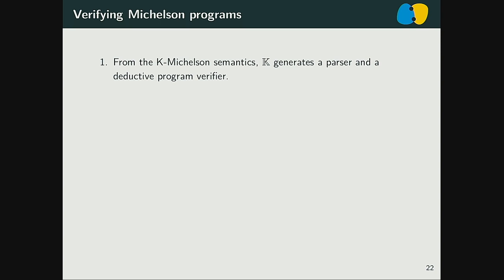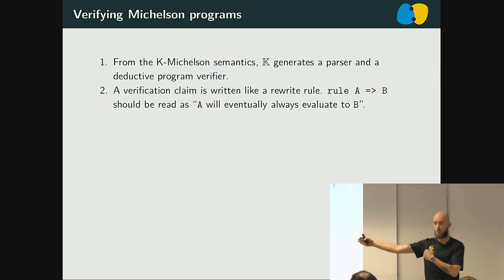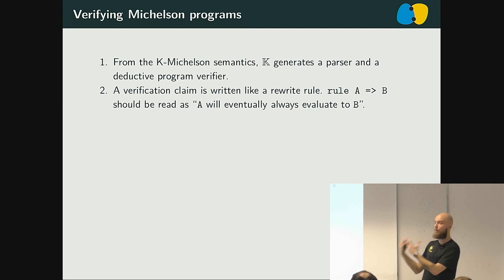So from the K-Michelson semantics, or any semantics, K just generates a parser and a deductive program verifier. You write a verification claim exactly the way you write these transition rules. So the transition rules of your semantics become the axioms. And when you try to prove something, you state something new in the same way and say, please try to prove that this is a theorem.